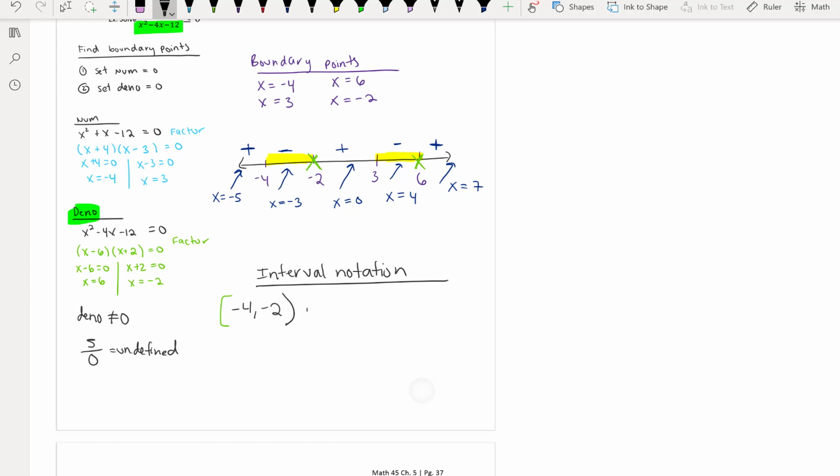And then it's union, the next piece. So I have a 3. That's fine. Ooh, and at 6, I have to be careful, because that boundary point came from the denominator, and the denominator cannot equal 0 because we cannot have division by 0, so it's going to have to be a parentheses. Okay? All right. And so that is going to be my final answer.